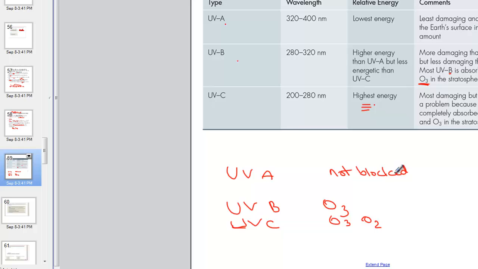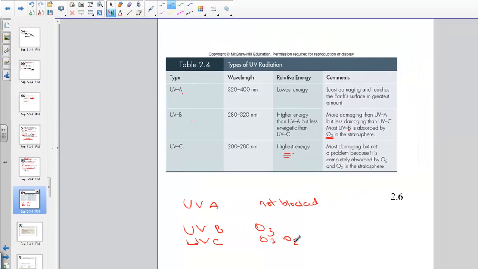UVA is not blocked. It comes through, but it's very low energy, right next to a violet color. But by the time we get to UVC, it's so energetic, right next to an X-ray, we have two molecules that work in unison to protect it from ever reaching the ground. And the ozone layer protects us from UVB.